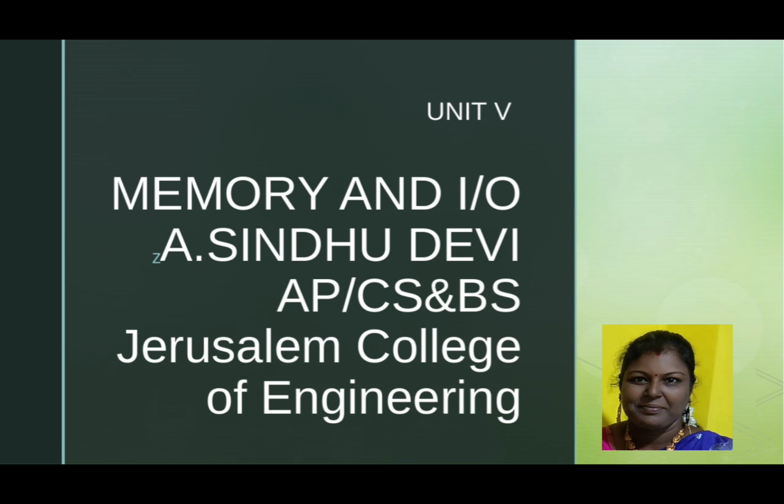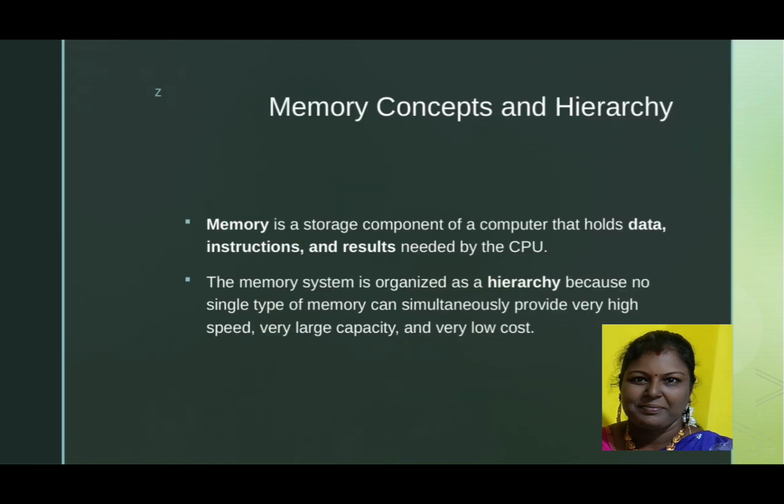Let's start with memory, the part of a computer that stores data, instructions, and results the CPU needs to work. Memory isn't just one thing, it's organized in a hierarchy. That's because no single type of memory can be super fast, super big, and super cheap all at once. So, the system balances these trade-offs by stacking different kinds of memory, each with its own strengths. This hierarchy is key to how computers manage information efficiently.